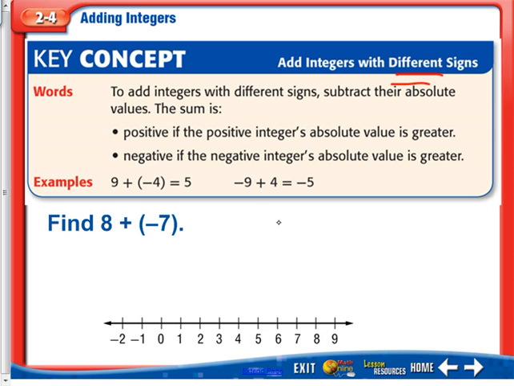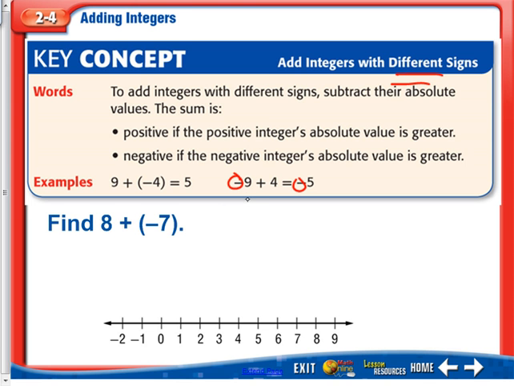Now, in this problem over here, we owe 9. So 9 is a greater absolute value than 4, and 9 is negative, so that means the answer will be negative.